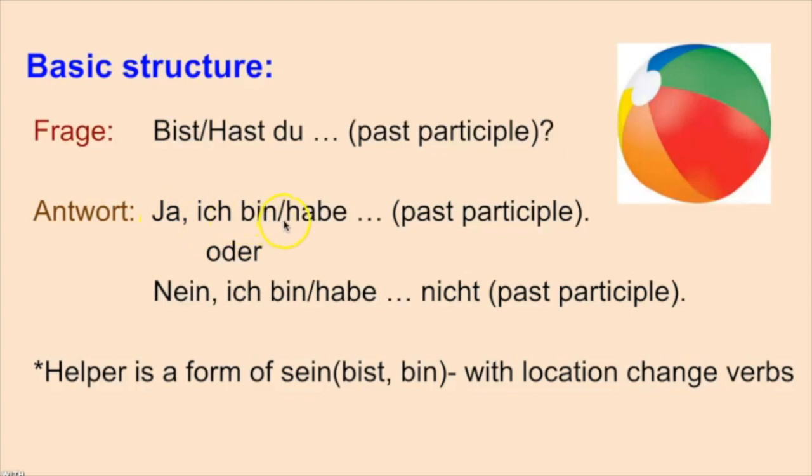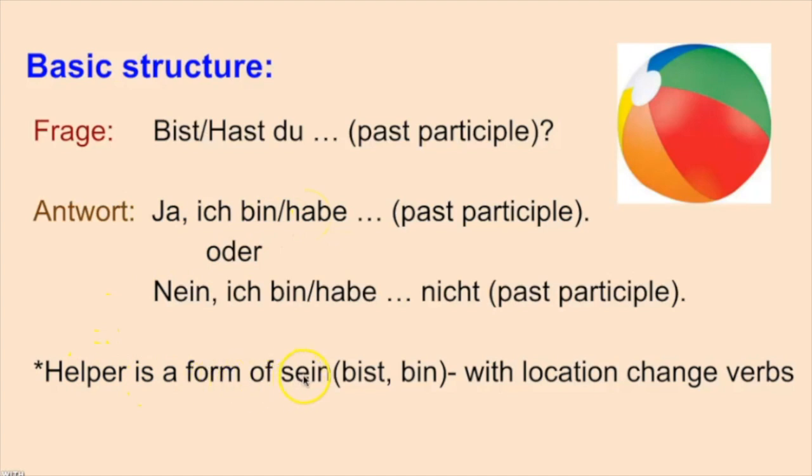Ja, ich bin / habe ... past participle, oder nein, ich bin / habe ... nicht past participle. Why do we have a bist versus a hast or a bin versus a habe in our questions and answers? That's based upon the helper verb.